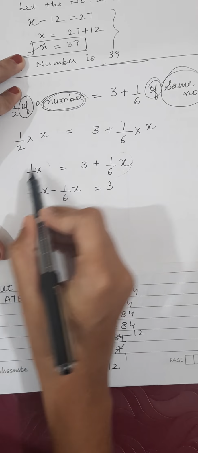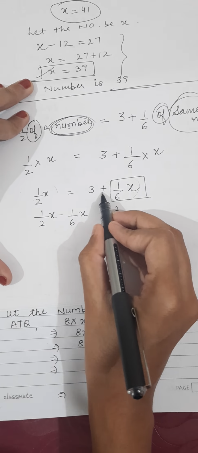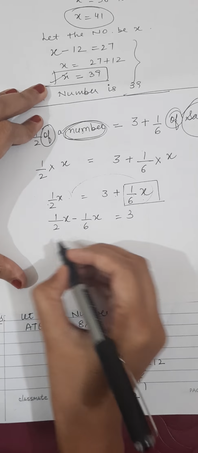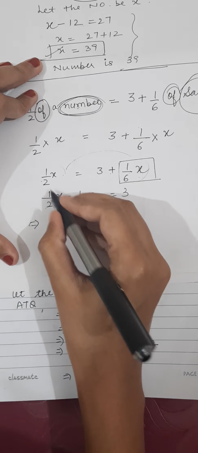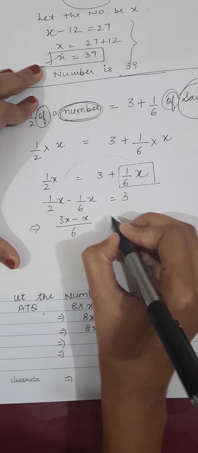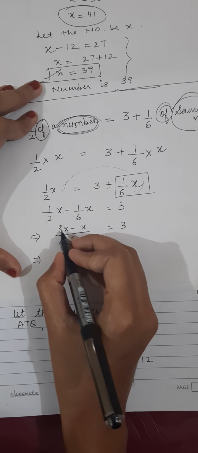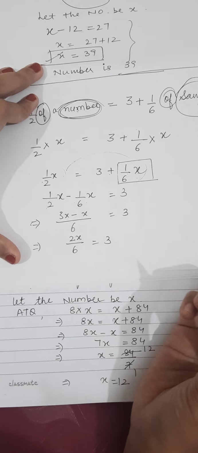Why have I taken this to the other side? Because this complete term contains x, and it is positive, and if I take it to this side, it will change to minus. Now let us take the LCM of 2 and 6. This will come 6: 3x minus x equals 3. I have just taken the LCM. 3x minus x will become 2x upon 6 equals 3.